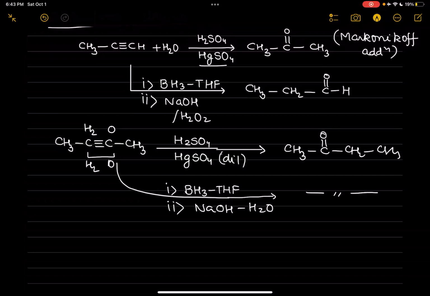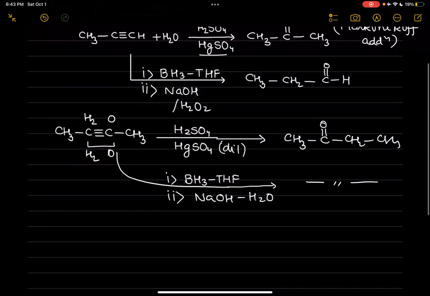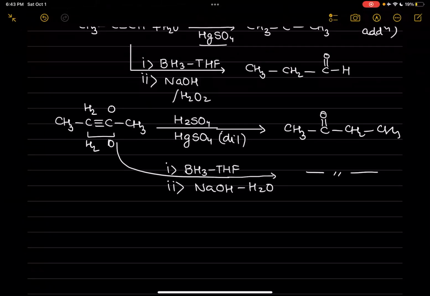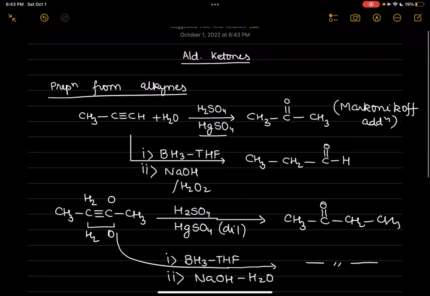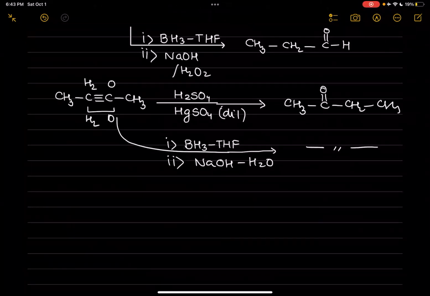Here also we are going to get this. So it works only for your terminal alkynes, which means those at the end. And with terminal alkynes you can differentiate between the Markovnikov and anti-Markovnikov addition, right? Yes, sir.